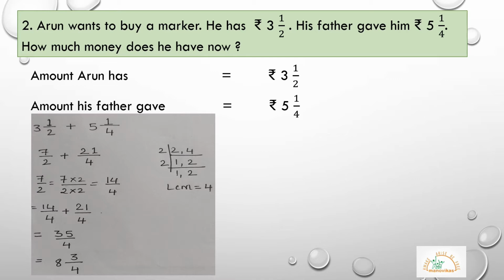14/4 plus 21/4. 14 plus 21 gives you 35/4. Now convert the improper fraction into a mixed number. You get 8 whole 3/4. Therefore, total amount Arun has is equal to rupees 8.75. Don't forget to write the unit here. It is rupees.